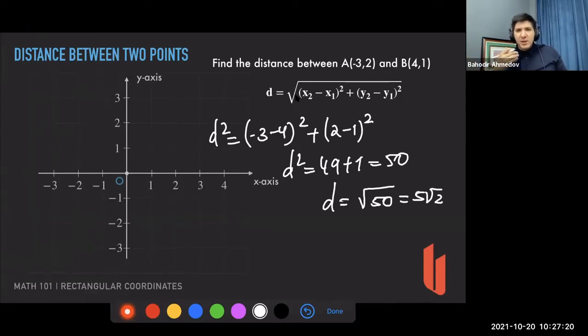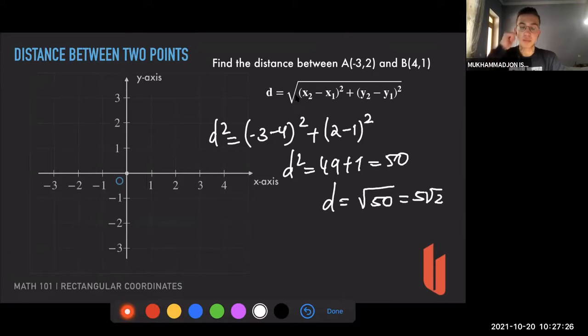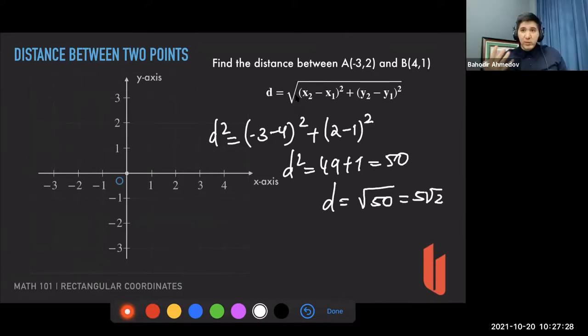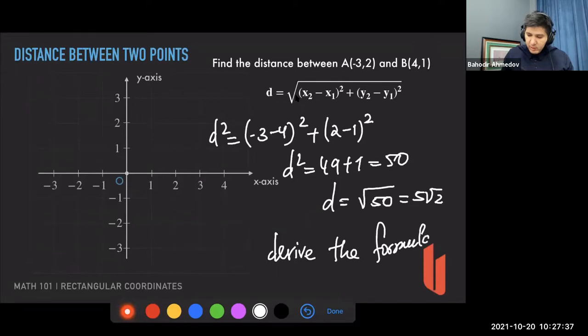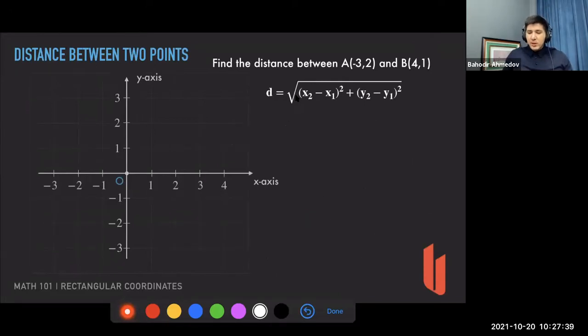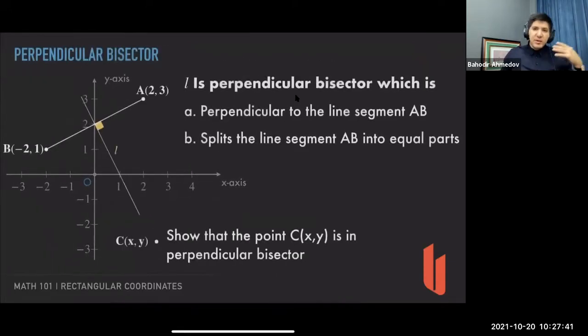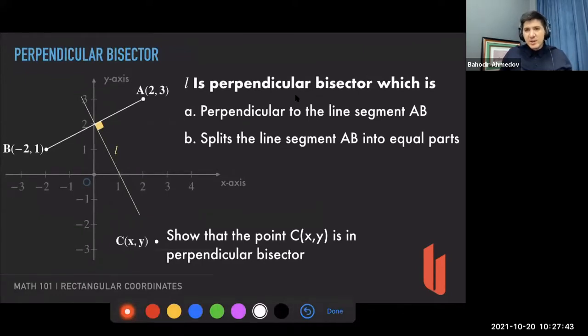Sometimes I forget what the formula for finding the distance is, but you need to understand the concept so that you can always derive the formula. The concept of distance has so many applications, for example, to define something called the perpendicular bisector.